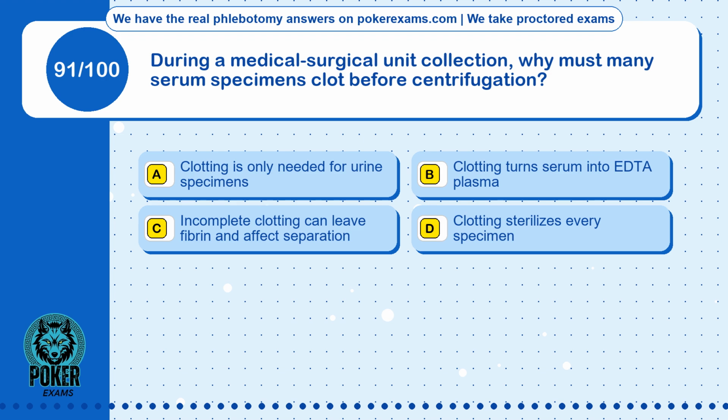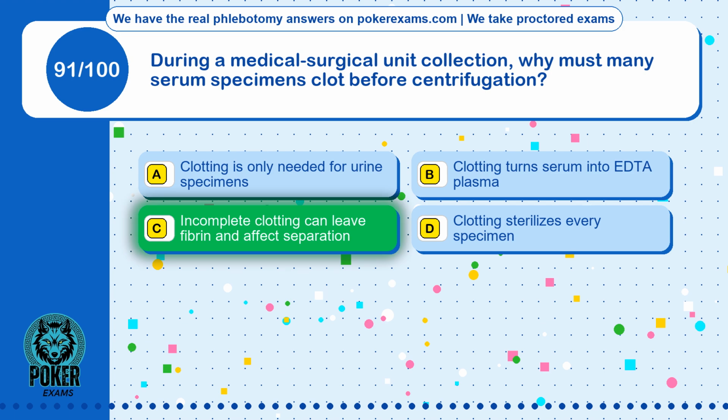Question 91. During a medical surgical unit collection, why must many serum specimens clot before centrifugation? Option A, clotting is only needed for urine specimens. Option B, clotting turns serum into EDTA plasma. Option C, incomplete clotting can leave fibrin and affect separation. Option D, clotting sterilizes every specimen.